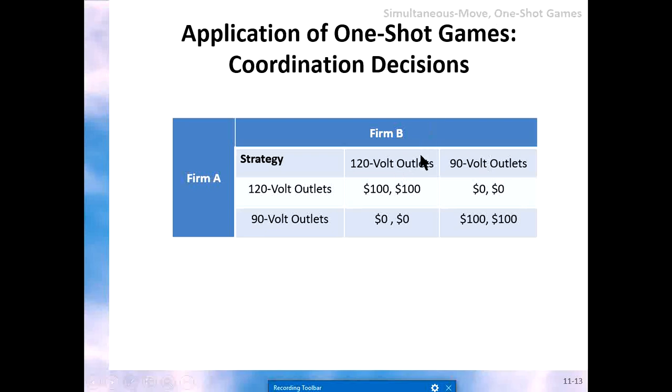But what if both of them agreed to produce either 120 or 90? So you can see here the payoff is 100. Therefore, consumers don't need to invest a lot in the wiring and in paying experts to do the connection in the house or in the building. Therefore, the demand for those appliances will increase. And when the demand for appliances increases, the payoff will increase. In this case, both firms make higher profit.